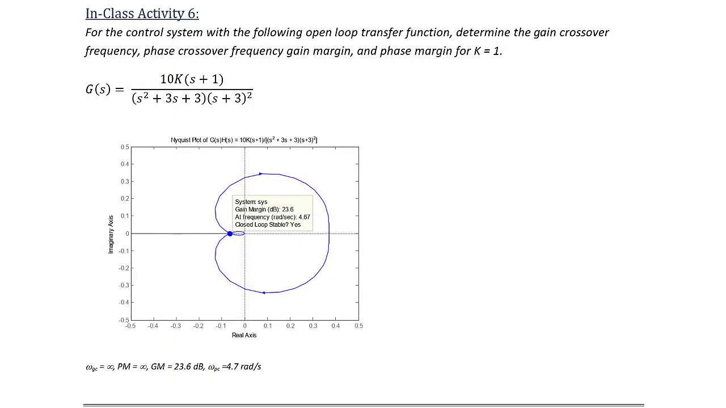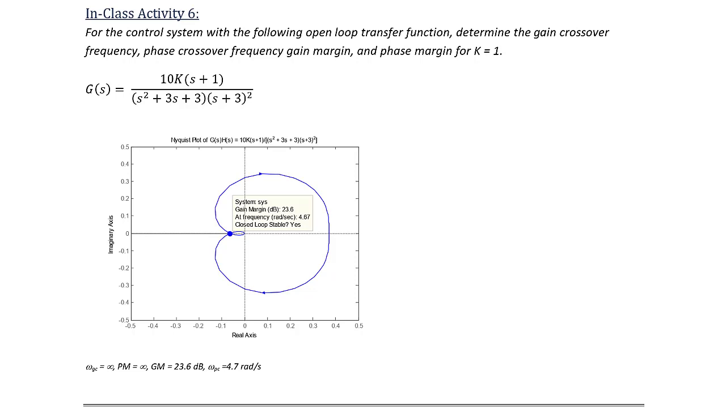In class activity 6, for the control system with the following open loop transfer function, determine the gain crossover frequency, phase crossover frequency, gain margin, and phase margin for k equals 1. G of s is equal to 10k times (s plus 1) over (s squared plus 3s plus 3) times (s plus 3) squared.